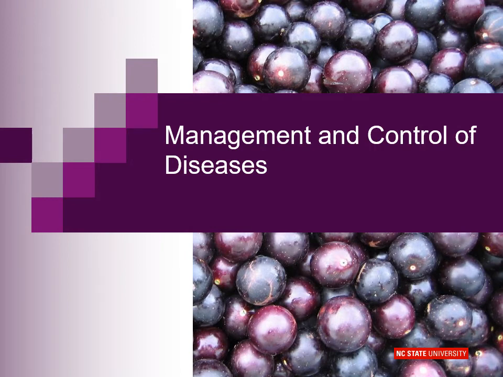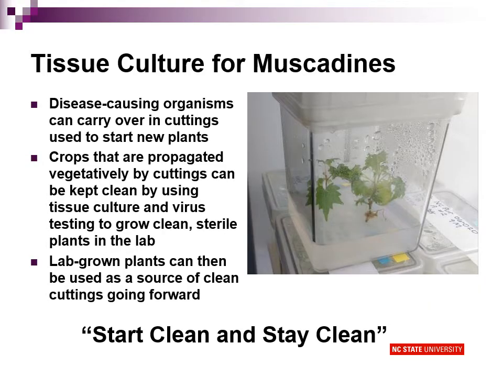Now we'll switch to management and control of diseases, and talk about a few different strategies here. One thing I'd always like to mention is starting clean and staying clean, or starting with clean plants. If you propagate from diseased plants, you're likely to carry pathogens along with the plants. Muscadines are vegetatively propagated from cuttings, and if they have a problem on the mother plant, then that problem will be carried to the plants that are propagated from that plant.